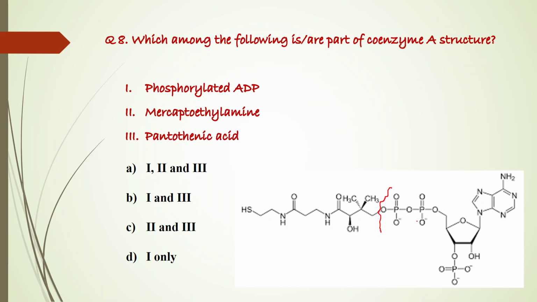And what is the thing? Phosphorylated, you can see. And how many phosphate groups are there? 2. That means what is this? ADP, this part only, and one of the OH group of this has been phosphorylated. Generally we have OH groups in both of the places, but one of the OH group here has been phosphorylated.